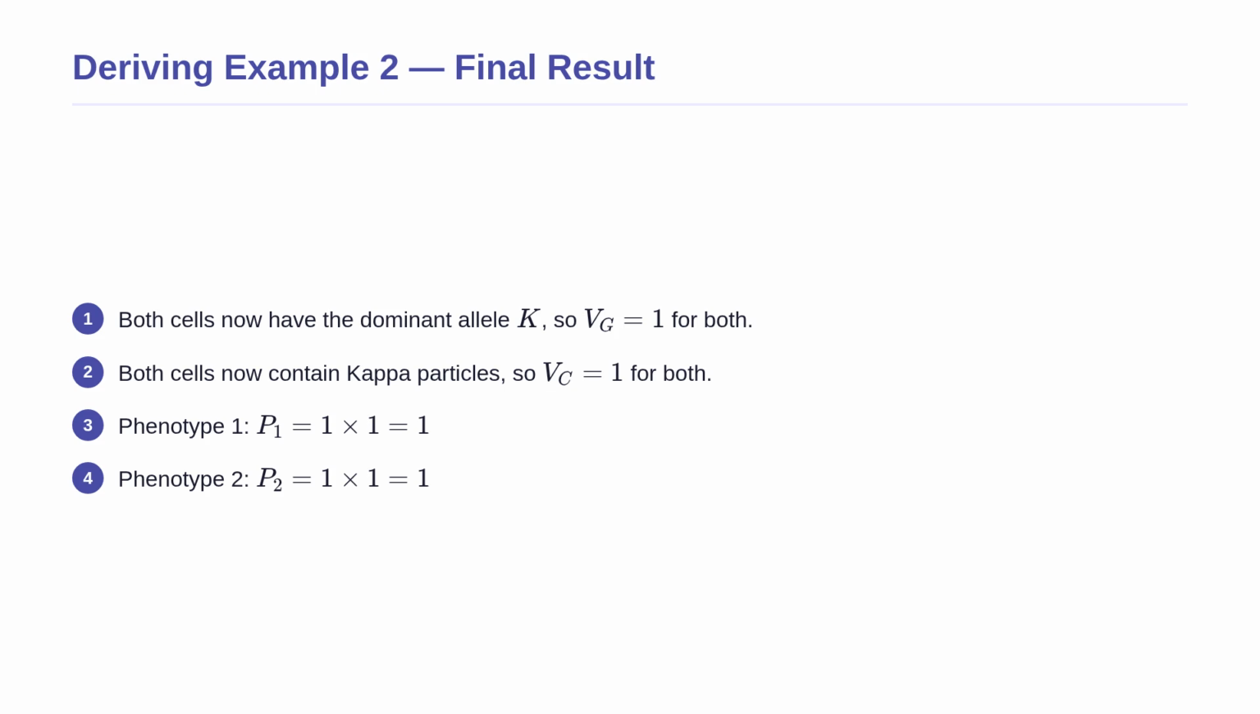Multiplying these together, 1 times 1 equals 1 for both cells. The sensitive cell has been successfully transformed into a killer. It was literally infected with the trait through cytoplasmic transfer. And because it acquired the dominant allele to maintain it, it keeps this new killer identity permanently.